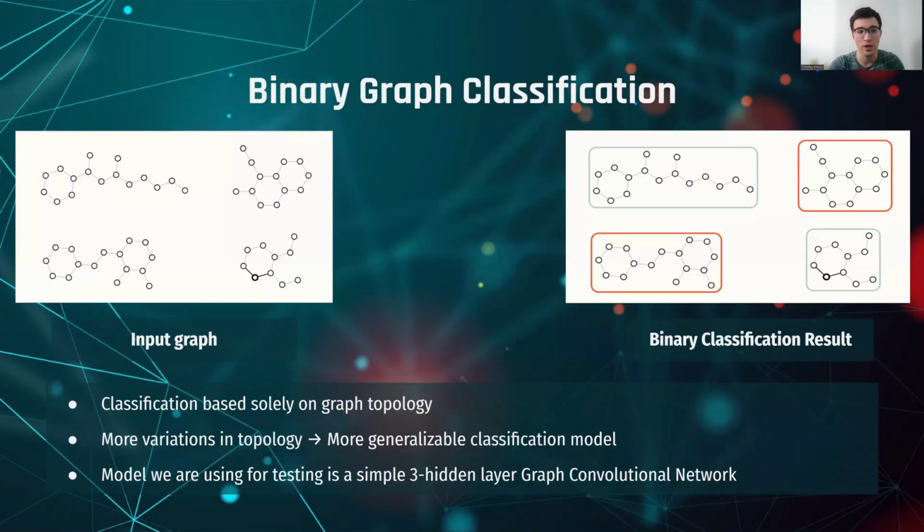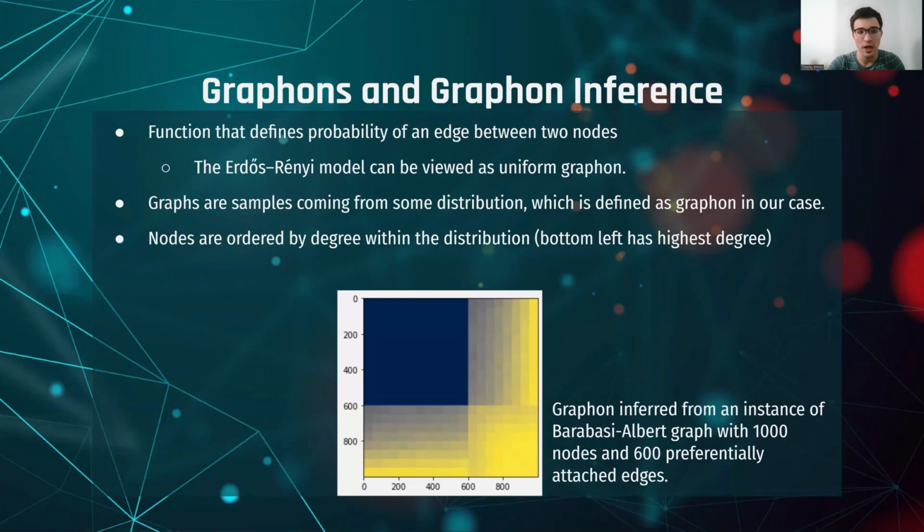We're going to test it on the binary graph classification problem, where we have graphs and we are given only their topology and we classify them into two classes. For the node features, which are necessary for graph neural networks, we just took in and out degree for each node. To provide some context, I'm going to explain the key concepts from our algorithm.